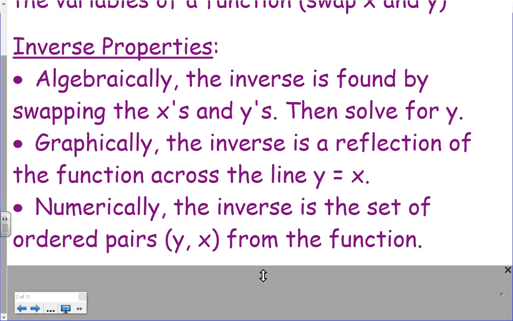And finally, numerically, what does it mean? Well, numerically, it means that the inverse is the set of ordered pairs (y, x). Notice, by the way, we've swapped those around. That's what we set up above, we're swapping x's and y's. So we swap them around as (y, x) from the function. So if you're given a numerical representation for a function and you want to find points that are on your inverse, that's pretty straightforward. Just, again, swap your x's and your y's.